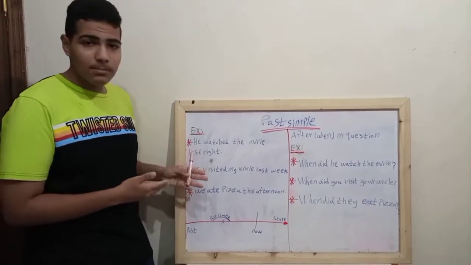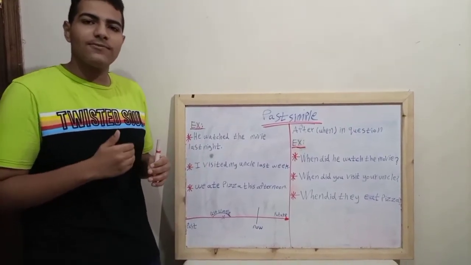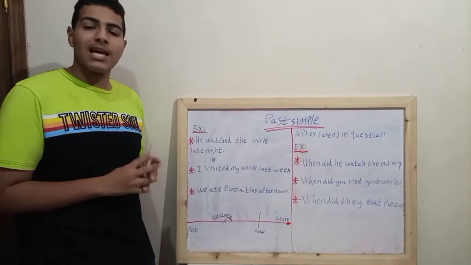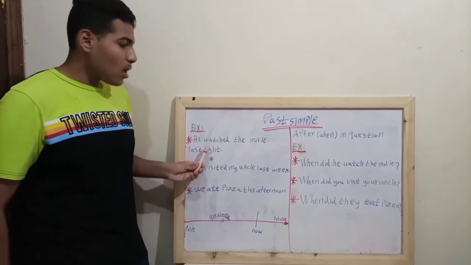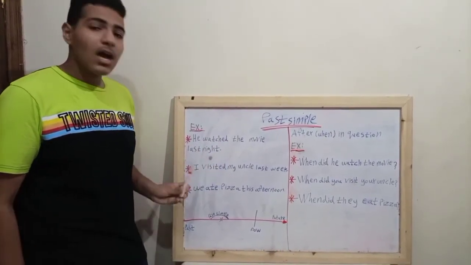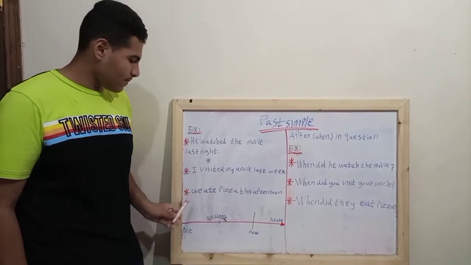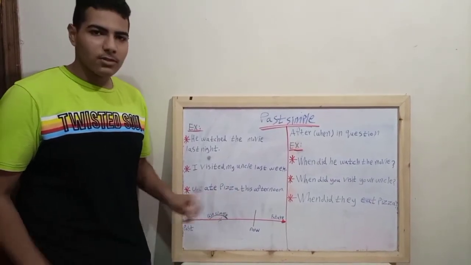We can use the past simple to talk about something that started and finished at a specific time in the past. As an example, he watched the movie last night. I visited my uncle last week. We ate pizza this afternoon.